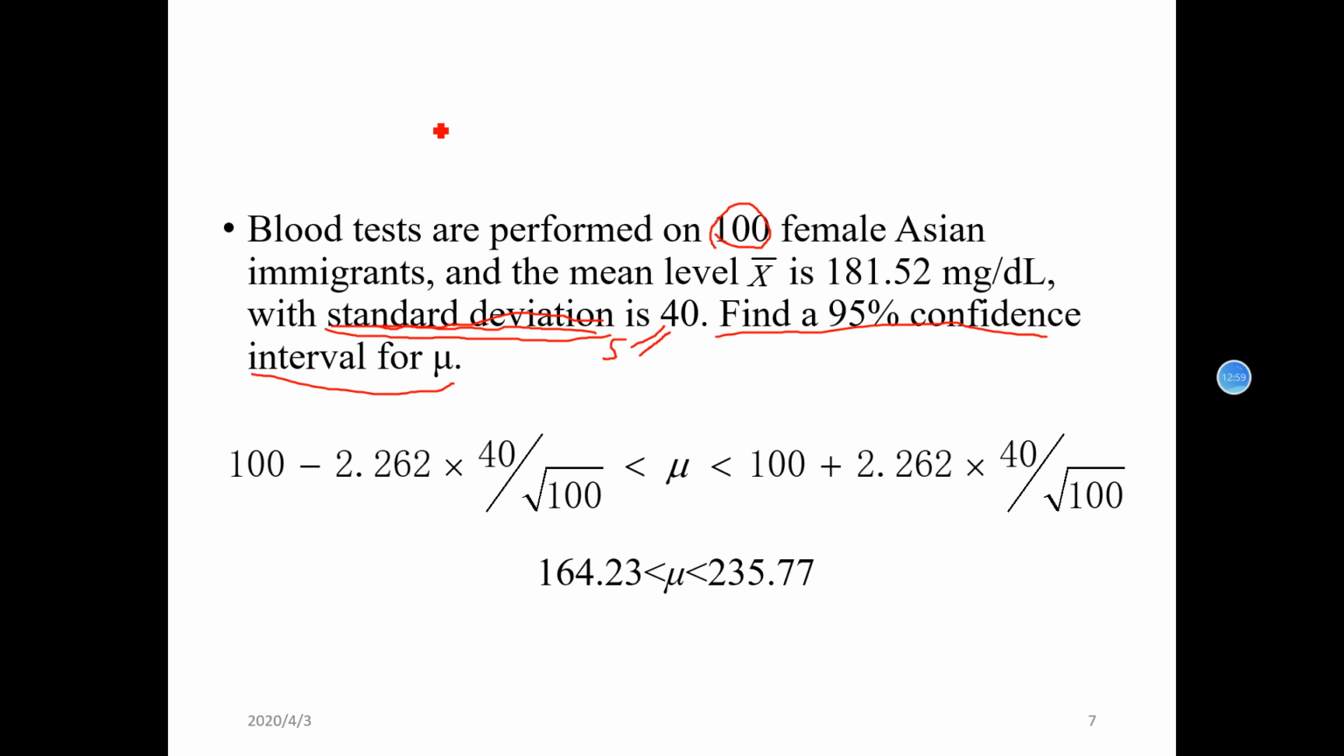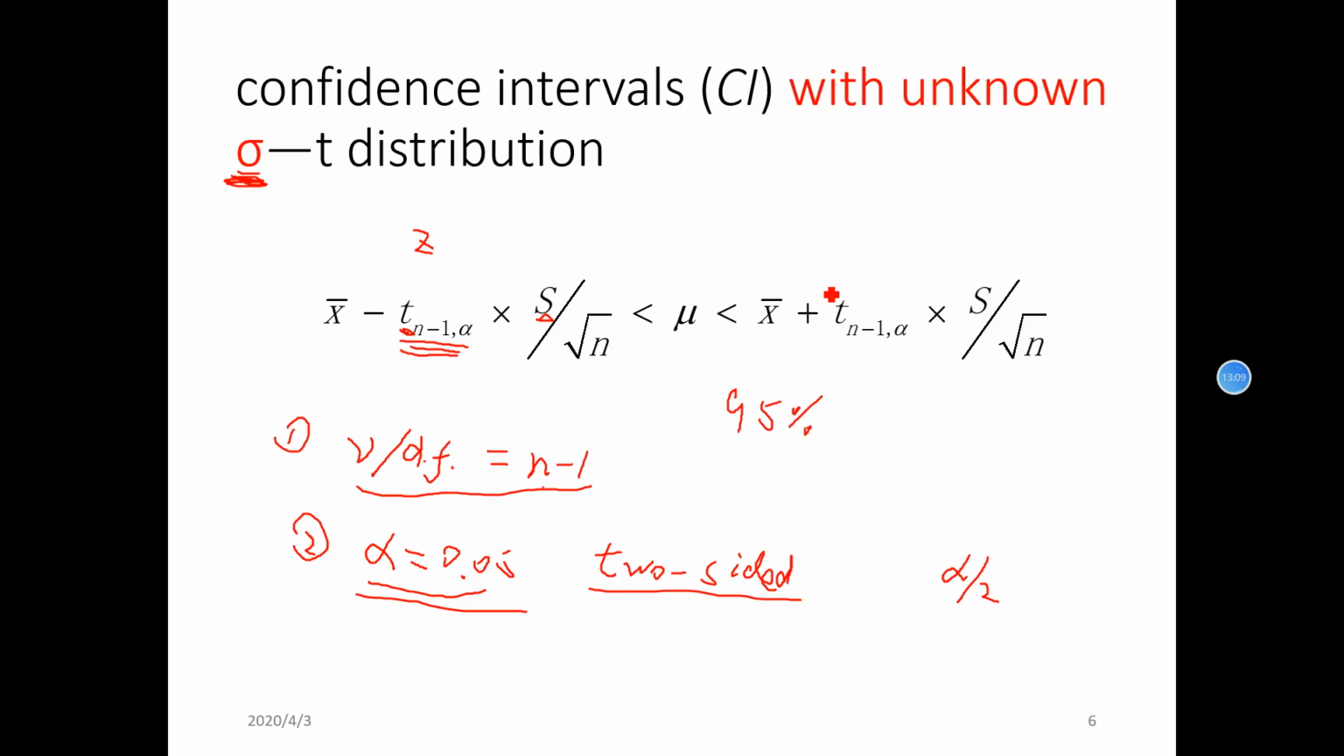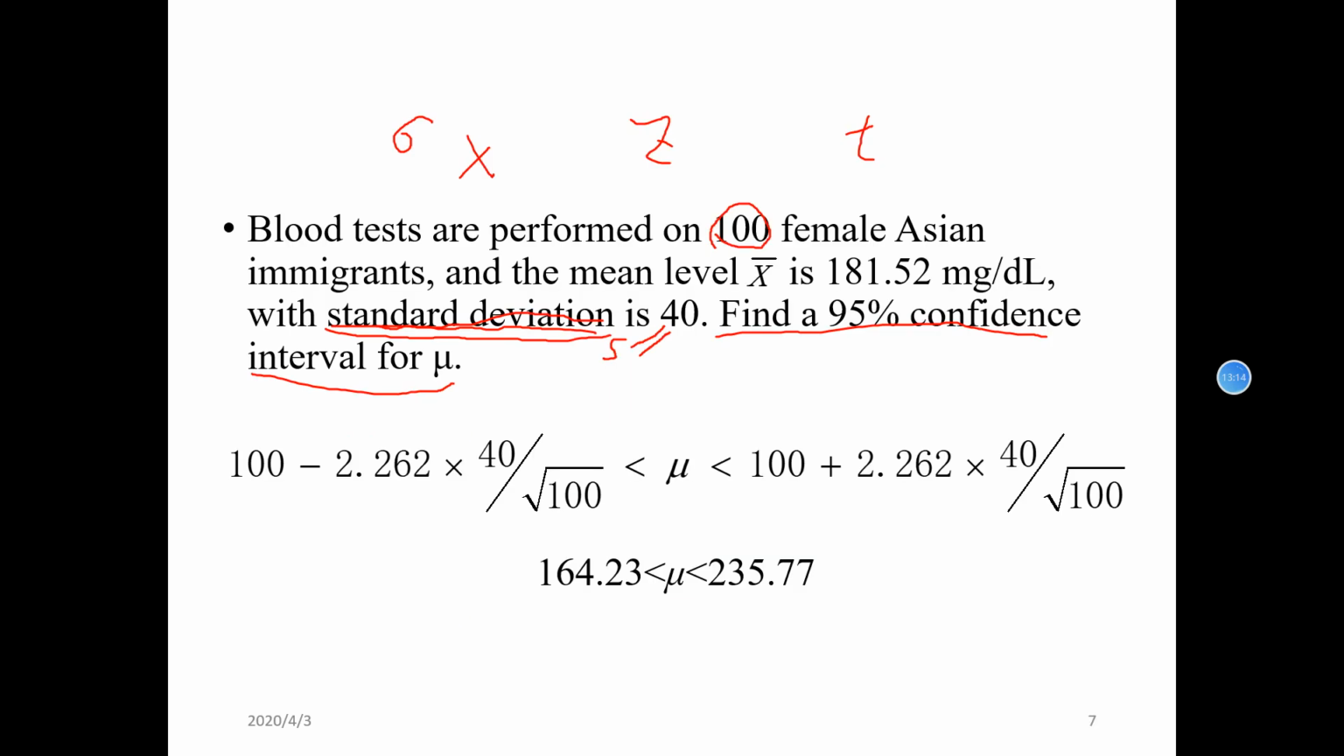So here sigma is not given, so we cannot use the Z distribution method. We need to use the method based on the T distribution, so we use this formula. We just put all the numbers into the formula. So this is the answer to the question. The 95% confidence interval is: mu is bigger than 164.23 and less than 235.77. So that is the answer.